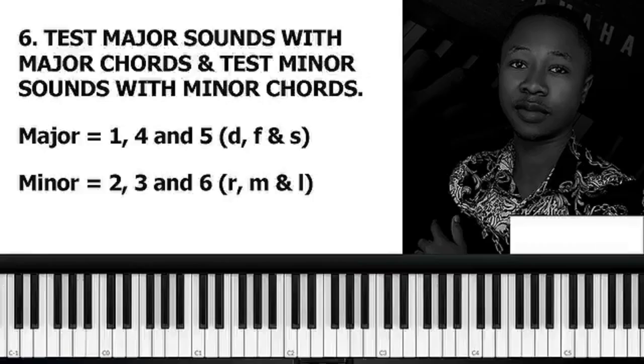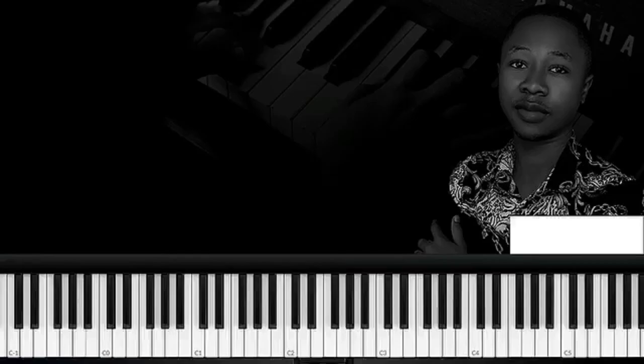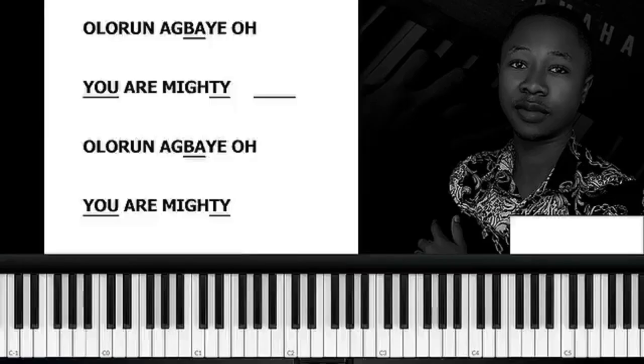Now that we have done this, let's go to our song. I have underlined, following my rules. I've listened to the song over and over again. I've listened for the chord change. I've identified them, I've underlined them. Then the next thing is to check if the chord quality of what I underlined is a major sound or a minor sound.